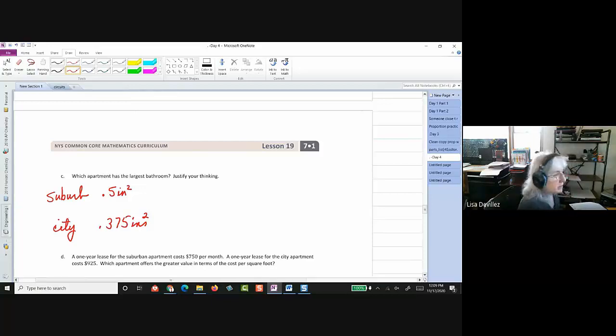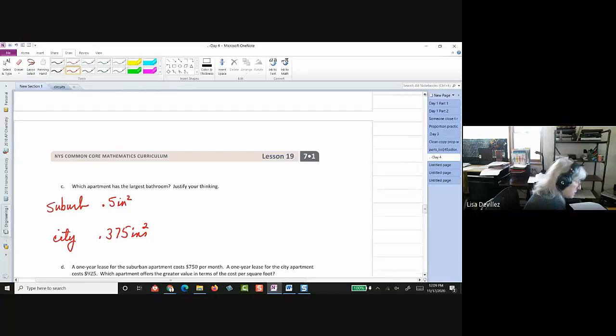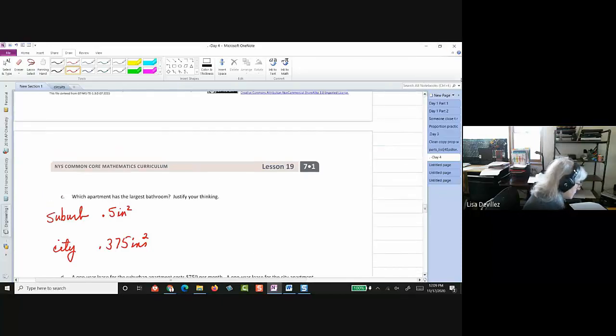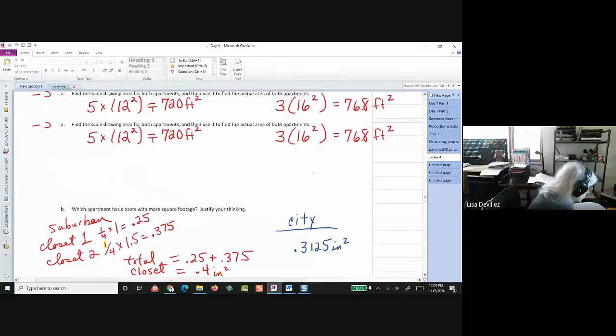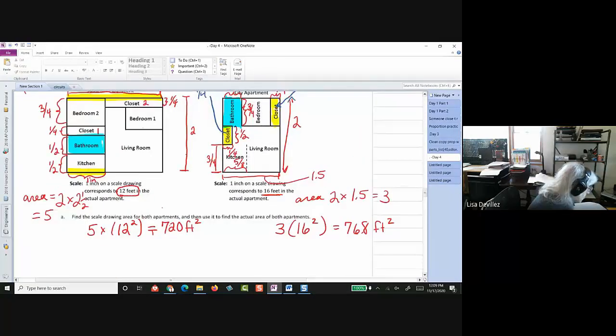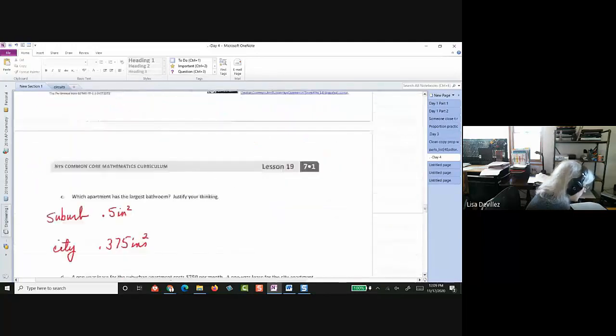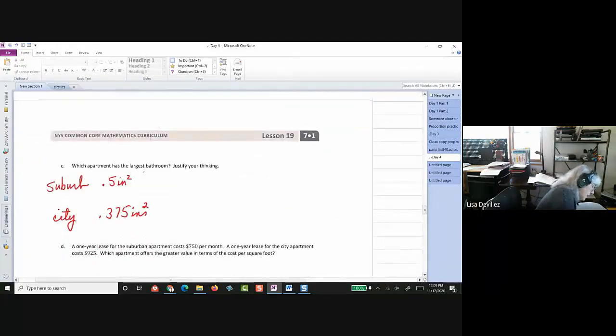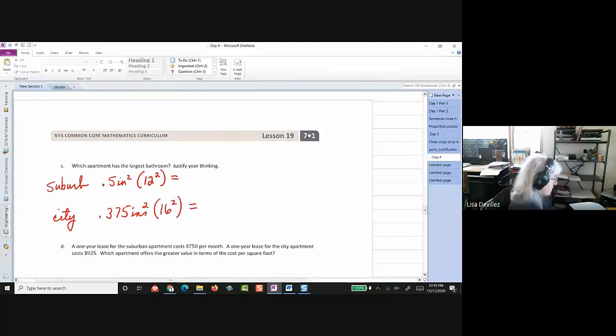To actually compare them, the scale factors are different. So to get the actual square footage, we've got to do like what we did before, about a scale factor. So it's 12 on the suburban and 16 on the city. So this times 12 squared would give us the actual square footage, and this times 16 squared will give us our actual square footage.